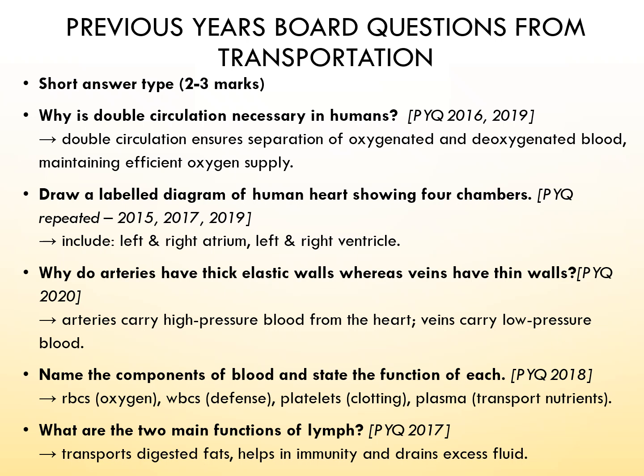Name the components of the blood and state the functions. You know, we have plasma and formed elements, which are of three types: RBCs, WBCs, and platelets. Platelets are responsible for clotting, WBCs are responsible for the immune system, and RBCs are responsible for the carrying of oxygen. Two main functions of lymph: they transport the digested fat. They also help in immunity and drain the excess fluid.